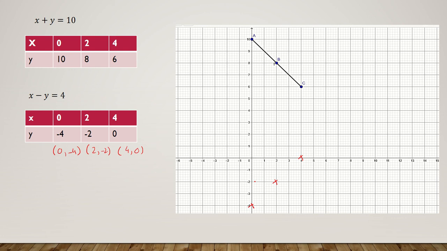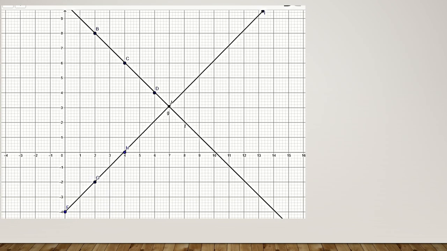Now let's join the points. If I join the line, I can see that the lines do not meet the other line. And we have to join the two lines. For this, we have to extend the line. So when I extend the line, I get this type of graph. Now we have to see the point where the two lines intersect. So this is the point where the two lines intersect.